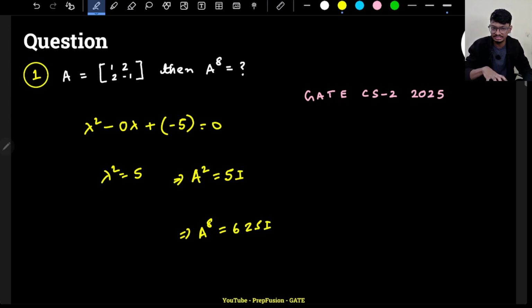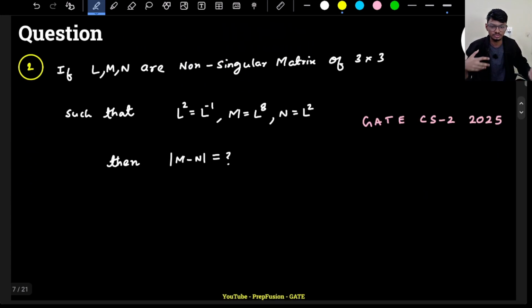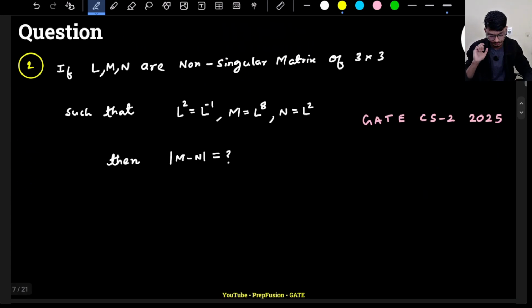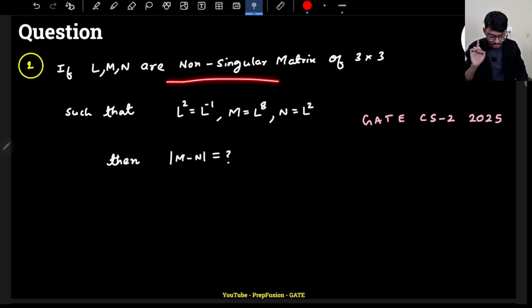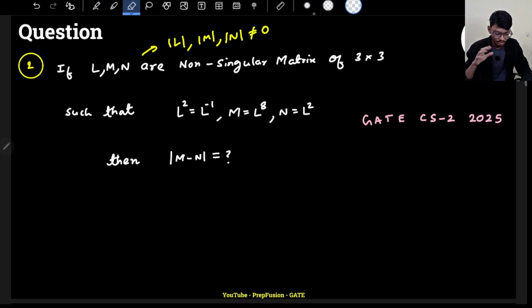Now a few questions are easy. One probability question is very good, and I've seen many other platforms solving it wrong. So I will solve the correct one as well. If L, M and N are all non-singular matrices, remember, if they are non-singular, that means all of their determinants are not equal to 0. That is a very important fact to note: determinant of L, determinant of M, determinant of N are all not equal to 0. Such that L inverse equals L square, M equals L raised to power 8, N equals L square.